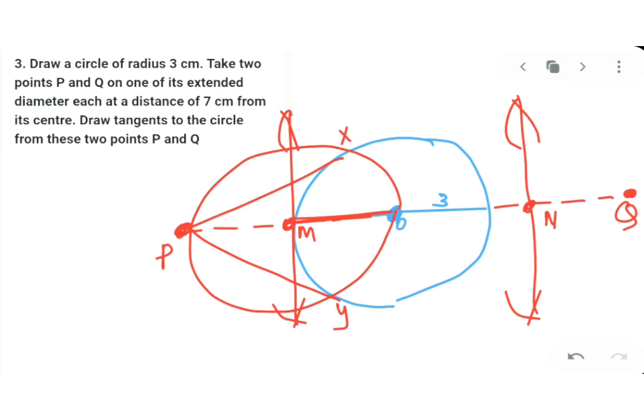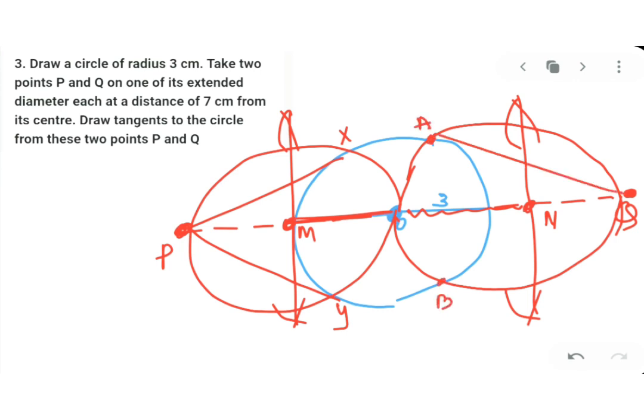And on the right hand side also, you have to take ON as the radius, draw a circle, and where it intersects your circle, name it as A and B, and join QA and QB. That will be your required tangents. Clear?